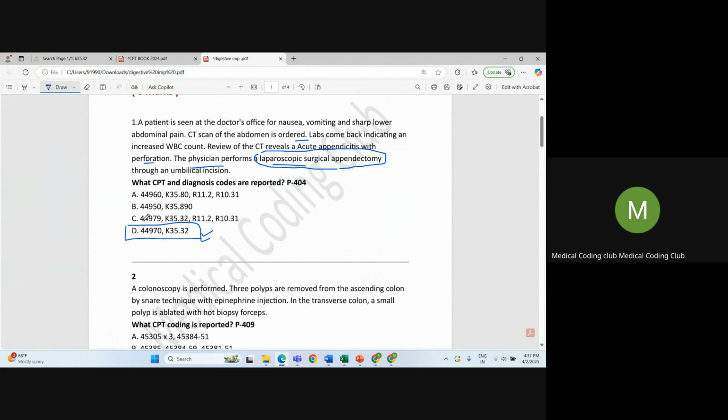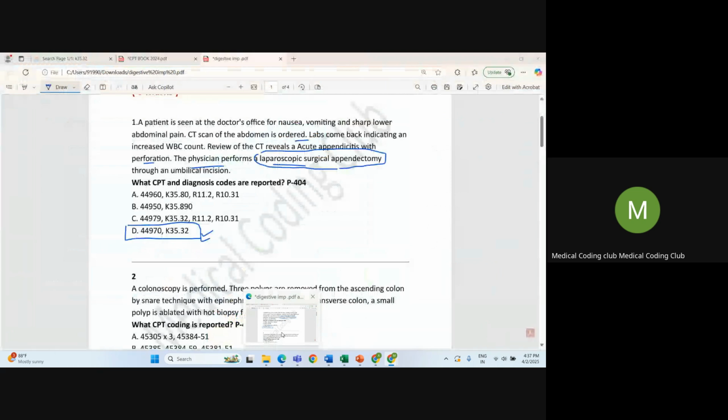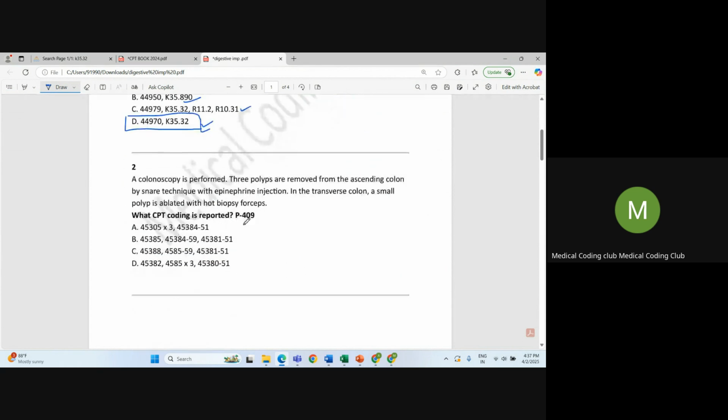And if you see option C, with acute appendicitis, they have also given symptoms. Those symptoms are integral symptoms of the particular medical condition, so we don't have to code these symptoms along with the definite medical condition. Next question: a colonoscopy is performed. Three polyps are removed from the ascending colon by snare technique.